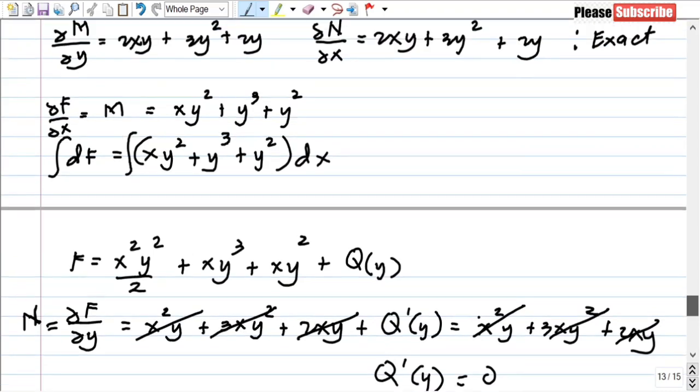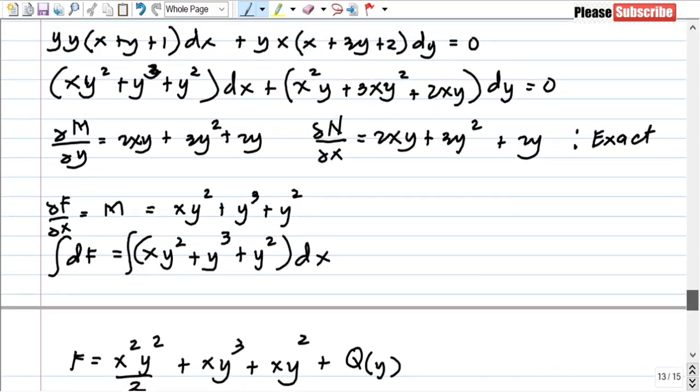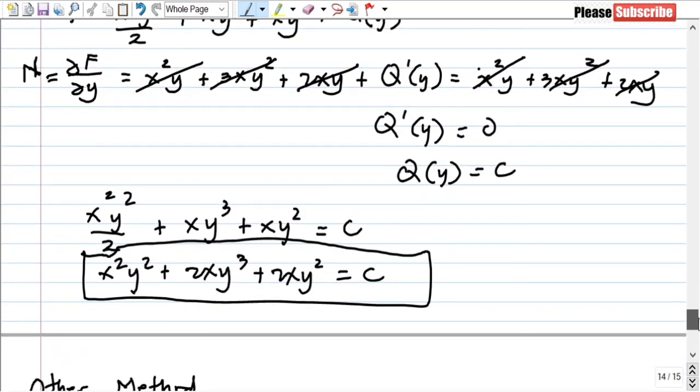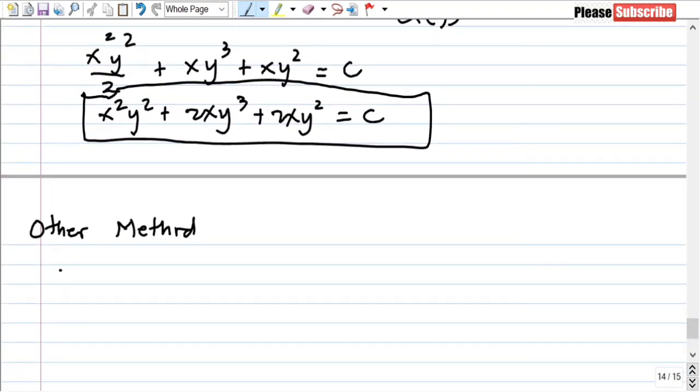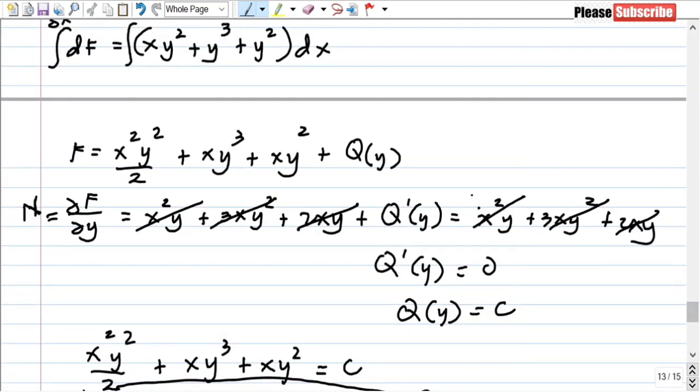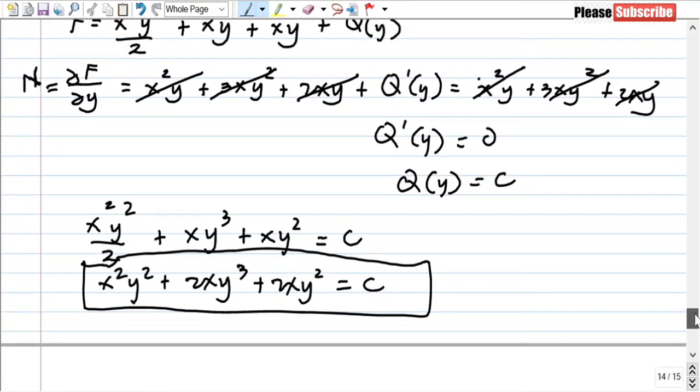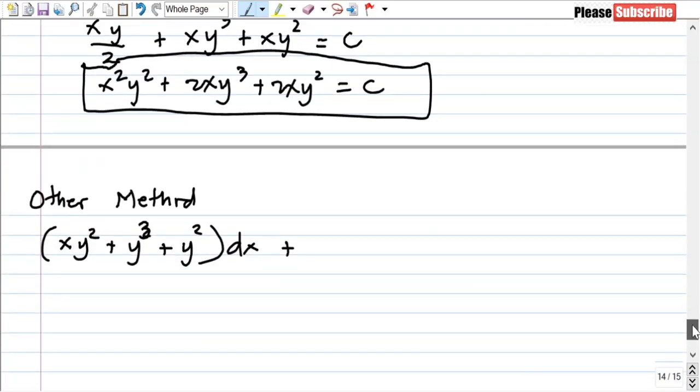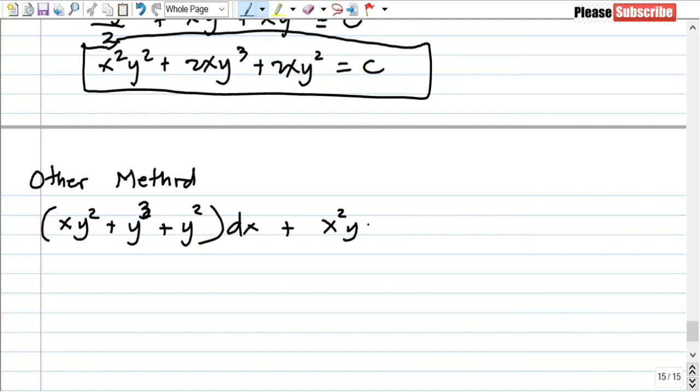So, saan yung ating equation? Ayun. xy squared plus y cubed plus y squared dx. Tama ba? Plus, ano yung n natin? Ito. Diba? Ito yung n kasi in-equate natin. X squared y plus 3xy squared plus 2xy dy equals 0.